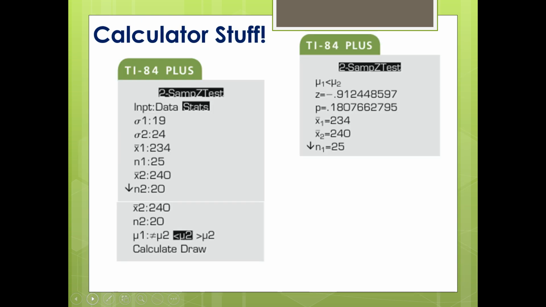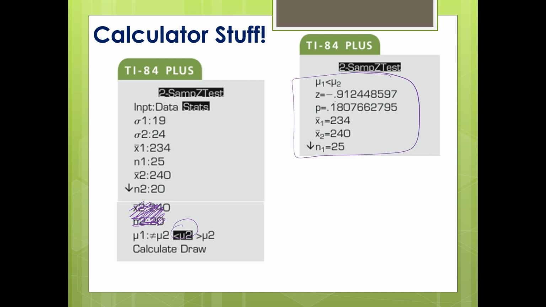Okay, so again, here's where we are. We are on a 2 sample z-test on our calculator. We put in our sigma 1, sigma 2, x bar 1, n1, x bar 2, n2. These are there twice, I don't know why. Okay, this was just the printing thing, not the calculator. We put our sign from our alternate, and then this is what your output should look like.